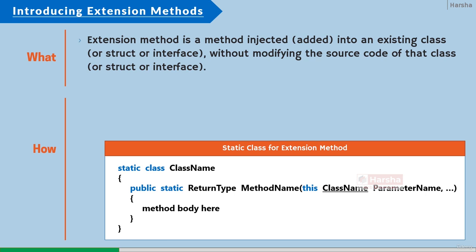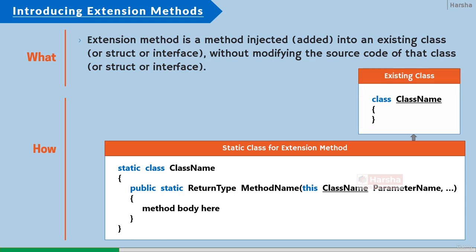In other words, without modifying the actual source code of the class, you are adding or injecting a new method into the same class. You can add extension methods to predefined classes which are part of the .NET framework, or you can add extension methods to other classes that are defined by other developers and provided as class libraries.